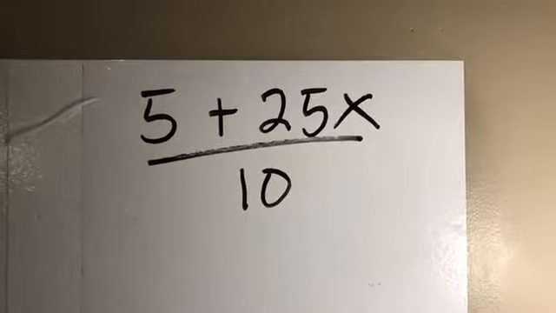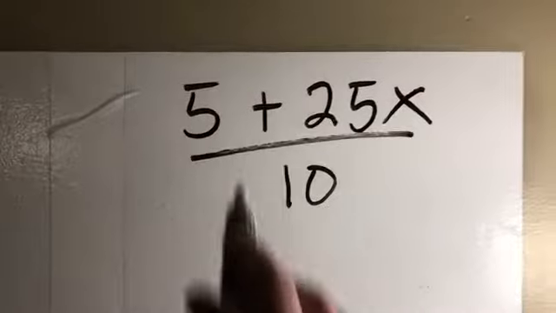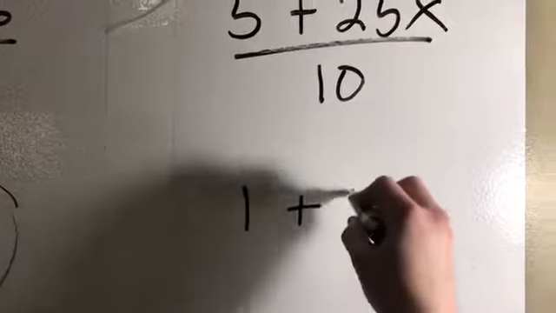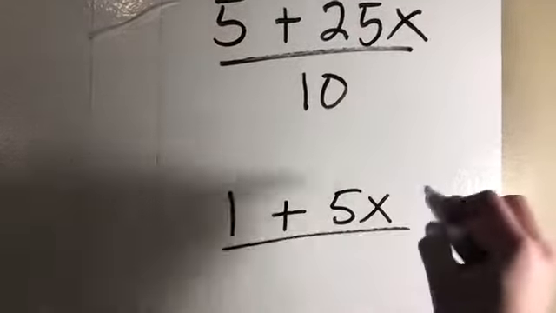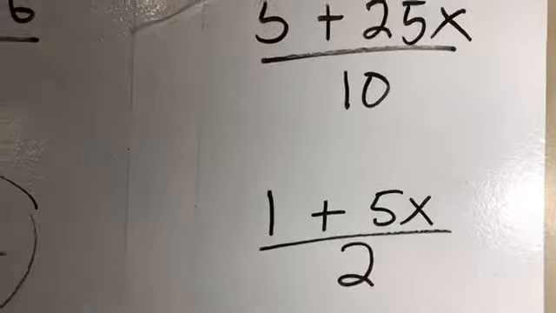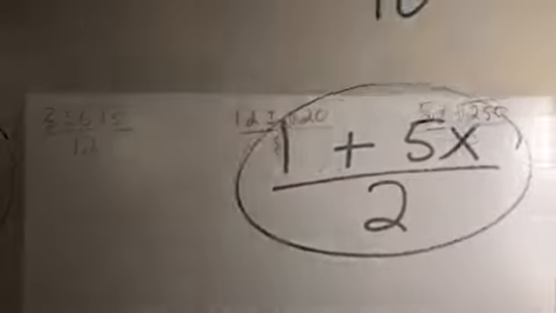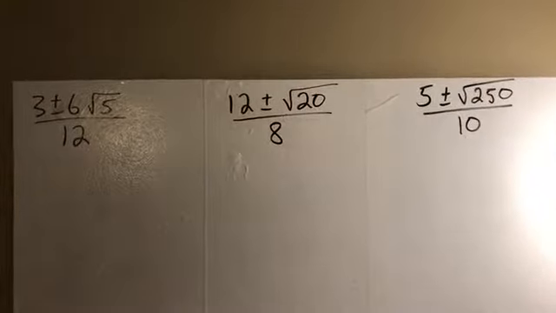So what's the common factor we can divide? Looks like 5 is going to work here. 5 divided by 5 is 1. 25 divided by 5 is going to be 5x. 10 divided by 5 is 2. No more common factors. Now let's bring this thinking to quadratic formula type answers.